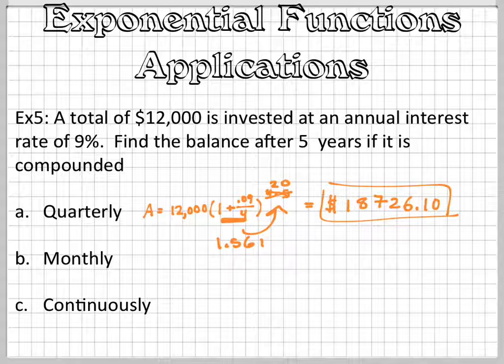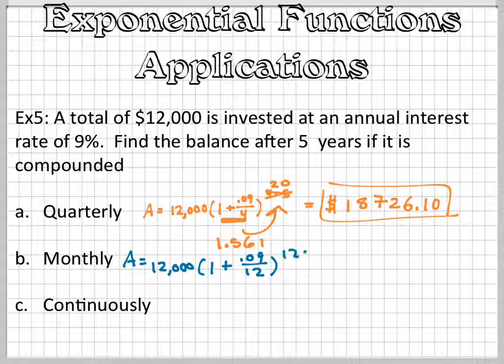Now let's do monthly. Monthly is almost exactly the same thing, except it's not being compounded 4 times a year. Instead, there's 12 months. So we write 12. There's 12 months in a year. That's how many times it's compounded. So we're going to put 12 times 5 right there, which is 60. And then let's go ahead and plug that into our calculators.